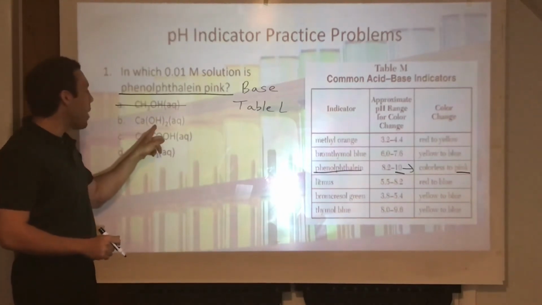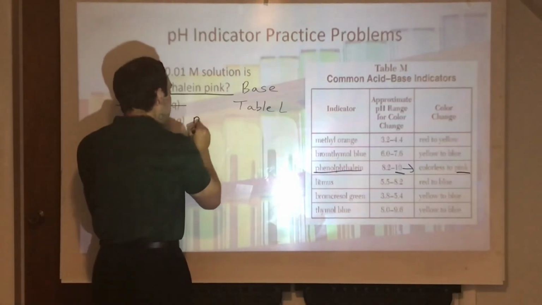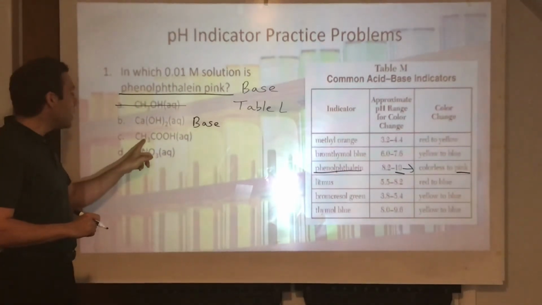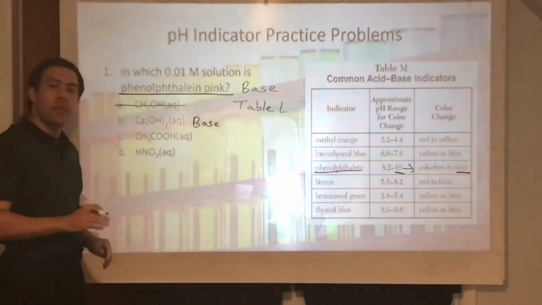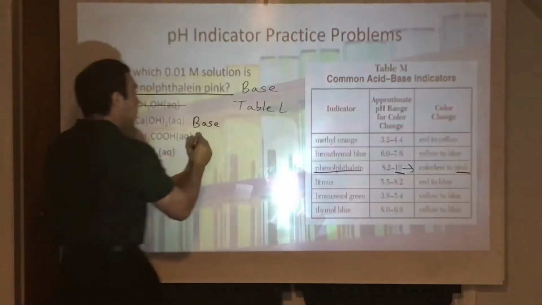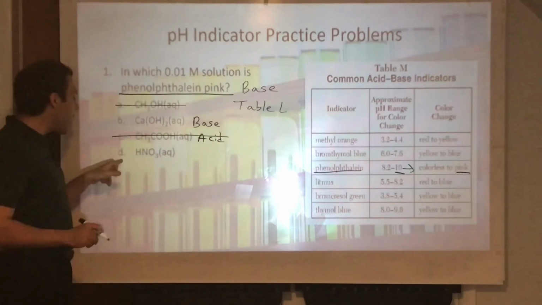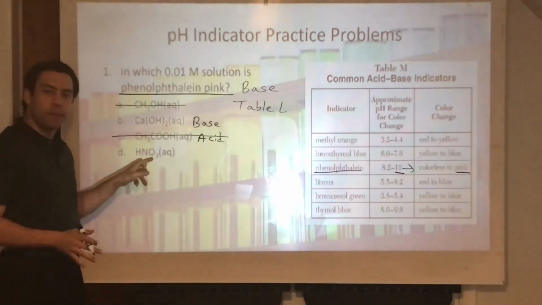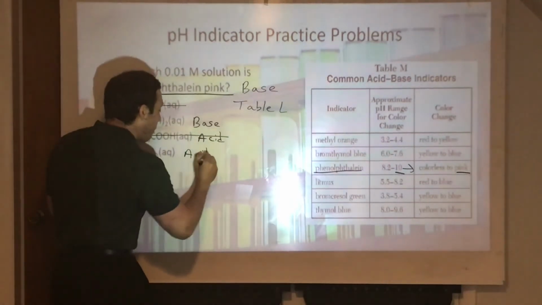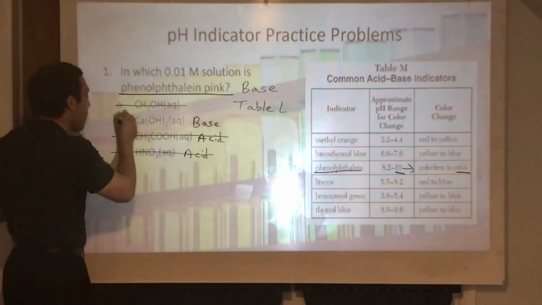Letter B, calcium hydroxide, Ca(OH)2, you will find on Table L. It is definitely a base. It is the third one down on Table L. Letter C, CH3COOH, that is on Table K. This is acetic acid or ethanoic acid. So it's an acid, so it can't be choice C. Finally, letter D, HNO3 on Table K, that's nitric acid. It's an acid, so it can't be choice D. Our correct answer is letter B.